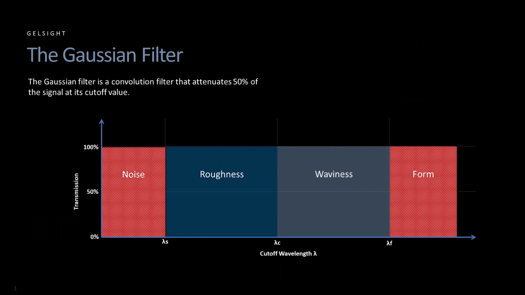So at this point, you may be asking exactly how do we separate the wavelength information in a profile? In an ideal world, the roughness profile would contain 100% of the wavelength information below the lambda C cutoff and 0% of the wavelength above the lambda C cutoff. But we can't do this exactly, so the best option we have at the moment is to use a Gaussian filter.